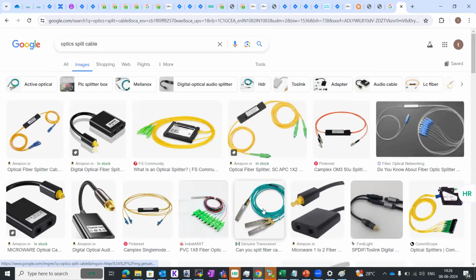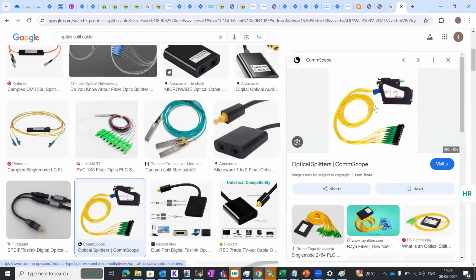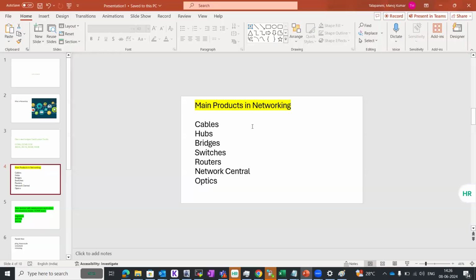Here you can see, right? This is the cable, it will be like this. One side will be connected to the 40 gig optic, and the other side you can connect to 10 gig optics. These are the major products which we will use in our daily networking.